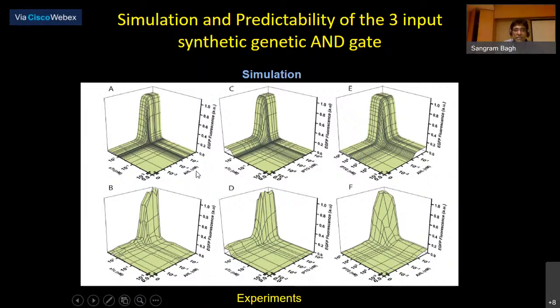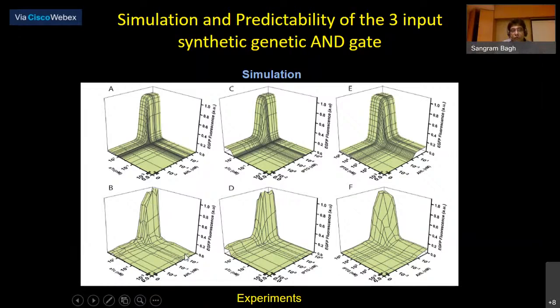So with AHL and ATC, you can see this when your IPTG is constant. Here, when your AHL is constant, this is how the behavior looks in simulation. And then, once we have the simulation, to validate it we actually do an experiment.